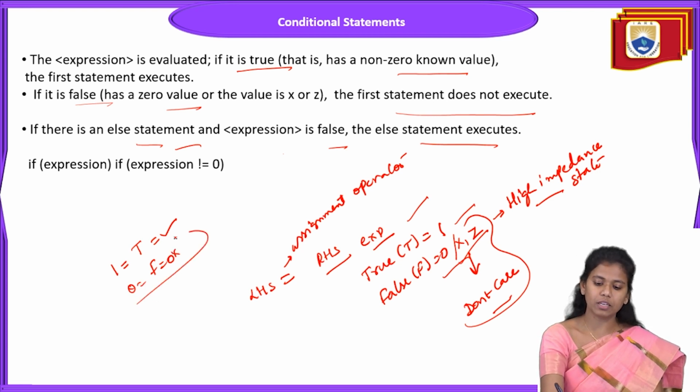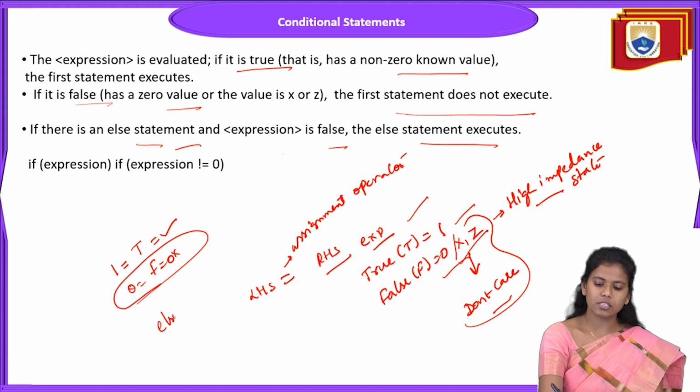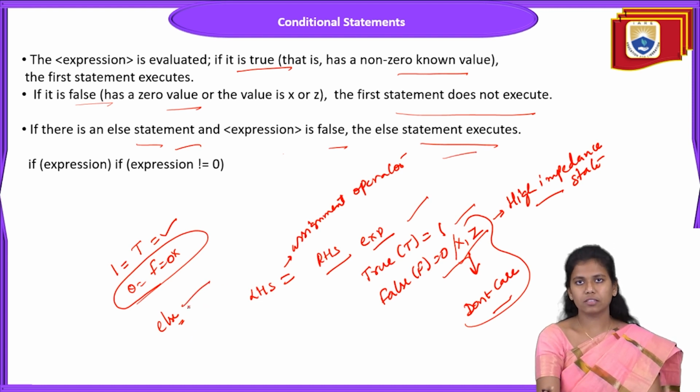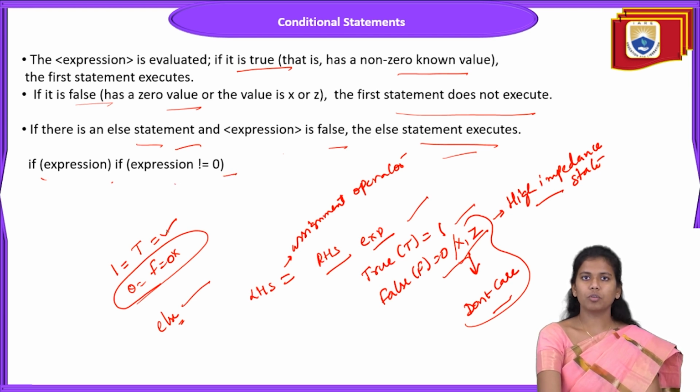Then if this particular statement is not executing, I can go to the else statement. In this else statement, when the expression is false, the else statement will be executed. Okay, that's how the conditional statements work. So if the expression is equal to 0, okay, mainly understand the thing here.